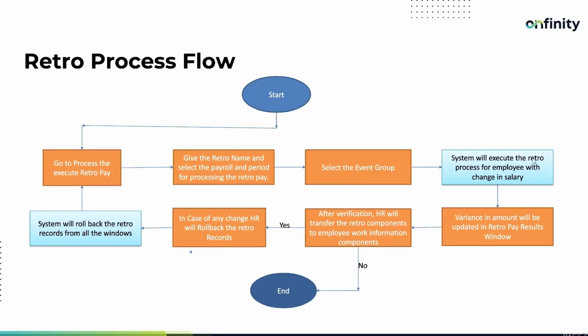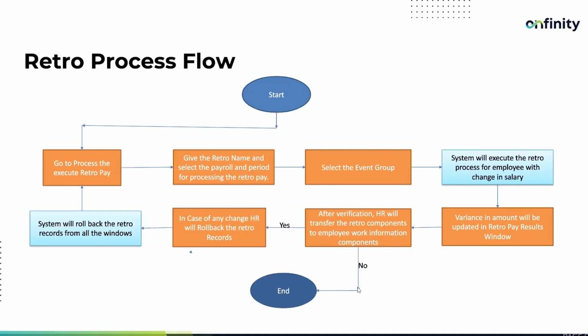The system will then execute the retro process specifically for employees who had a change in salary or other relevant events. Any variance in the amount calculated retroactively will be updated and displayed in the retro pay result window. After reviewing and verifying the results in the retro pay result window, HR will transfer the retro components to the employee's component entries to apply the adjustments.